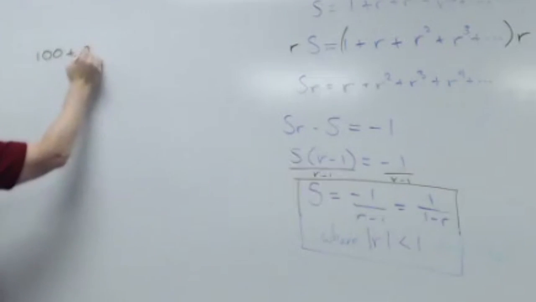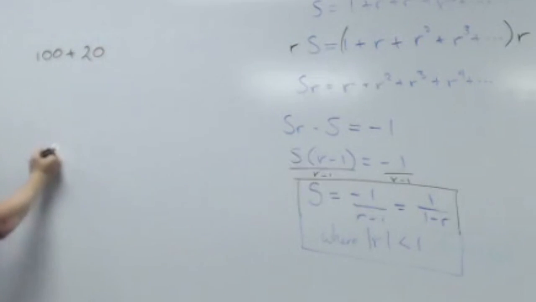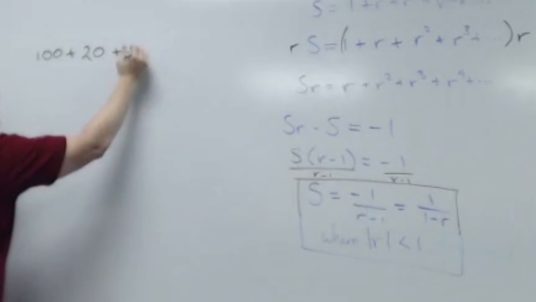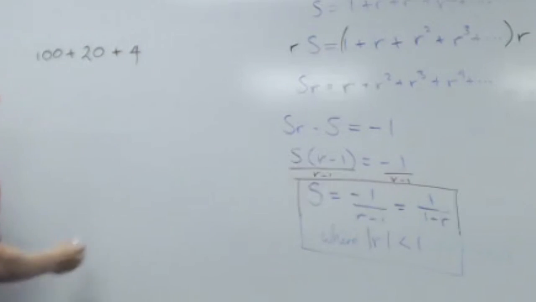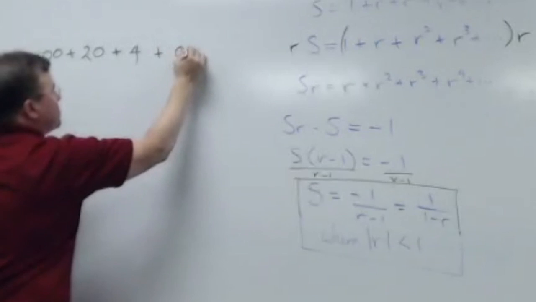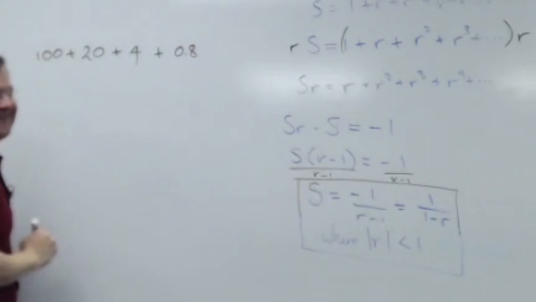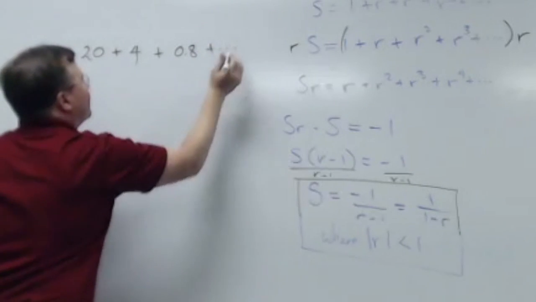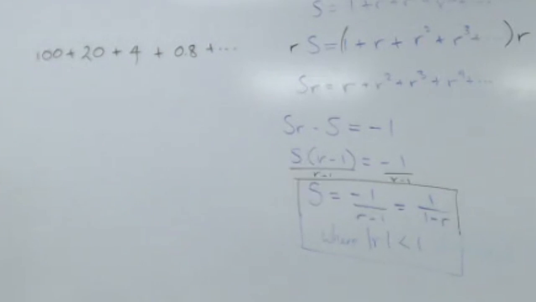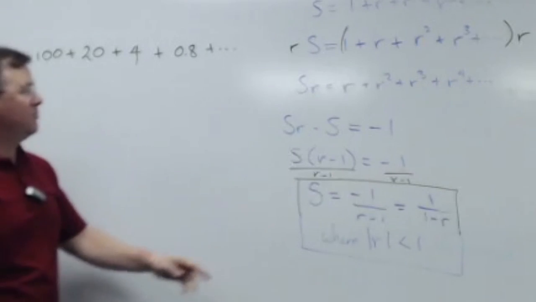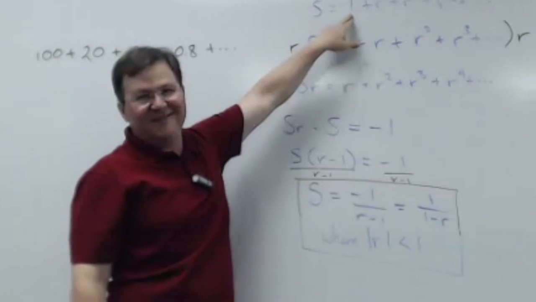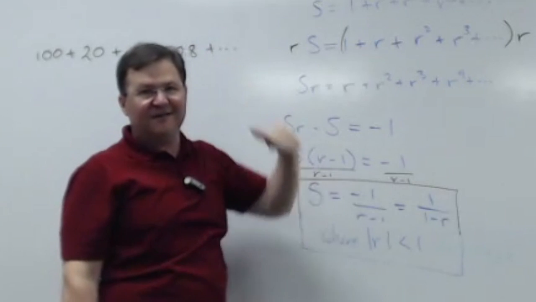100 plus 20 plus 4 plus 0.8. So 1/5. Yeah. So this is something where we're going to use that formula, but we have to do a little bit of algebra first to make it work, right? So notice that this formula only works if I'm starting with a 1, and this doesn't start with a 1, right?